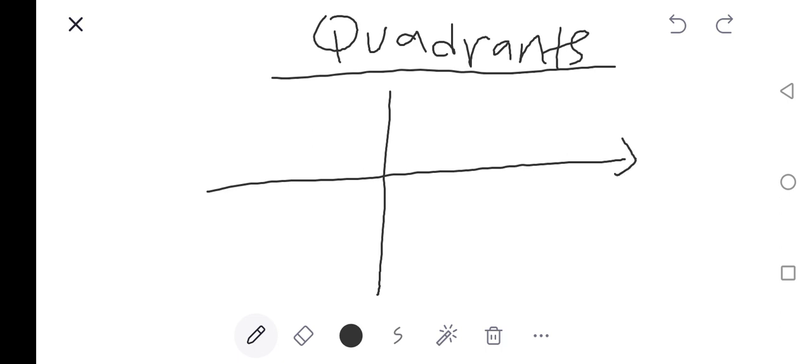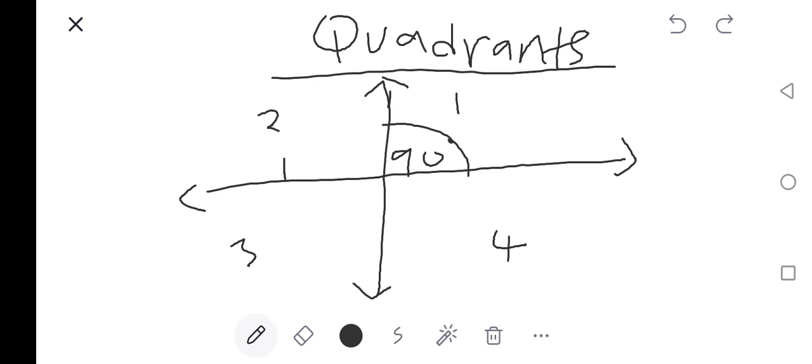So when we hear quadrants, they are just regions. There are 4 quadrants. Quadrant 1, quadrant 2, quadrant 3, quadrant 4. So what did I say? Quadrants are just regions where these are found. Quadrant 1 goes up to 90 degrees. Quadrant 2 is a region that can't exceed 180. Quadrant 3 cannot exceed 270. Quadrant 4 can't exceed 360.